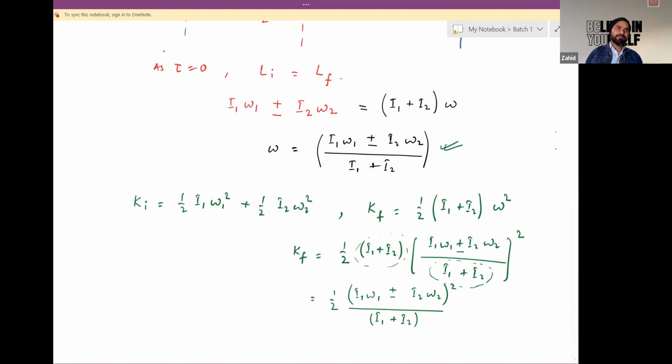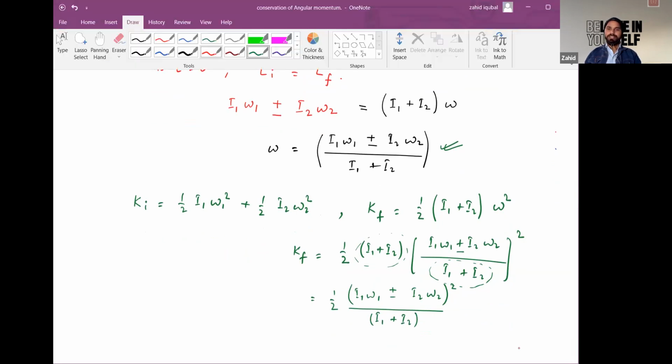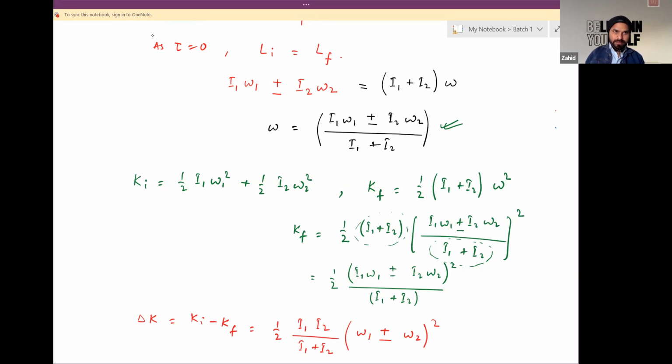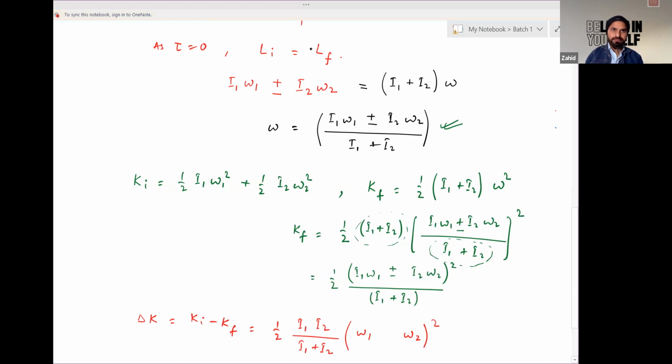Now, if you subtract these two terms to calculate the change in kinetic energy from initial to final, change in kinetic energy equals kinetic energy initial minus kinetic energy final. On solving, you will get I1 I2 divided by I1 plus I2 times omega 1 plus or minus omega 2 whole square. The sign will be opposite of the above part. If here it has a plus sign, then it will have a negative sign, and if it is negative, then it will be a plus sign here. So this will be the total amount of energy lost during combination of two disks or placing one over another. And this energy loss is due to the friction of the surfaces which are in contact. Is it clear?